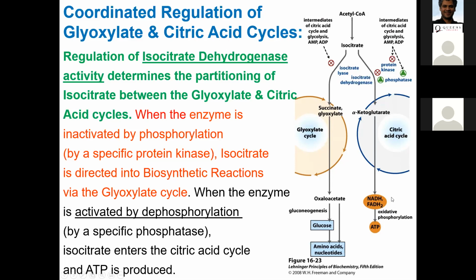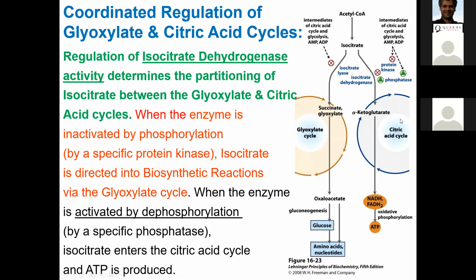And you know by now in this class that when you are doing catabolic reactions, anabolic reactions are turned off. They are reciprocally regulated, right? So there must be a mechanism to regulate the conversion of acetyl coenzyme A or the intermediates of metabolism of acetyl coenzyme A into either the glyoxylate cycle or the citric acid cycle. And how does that happen?